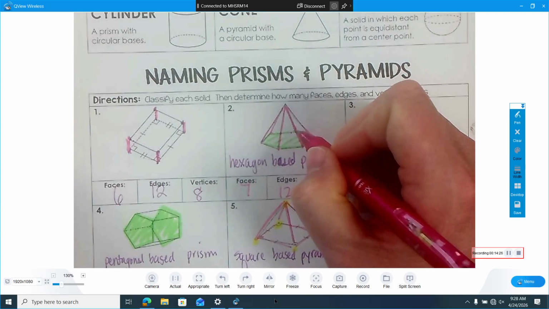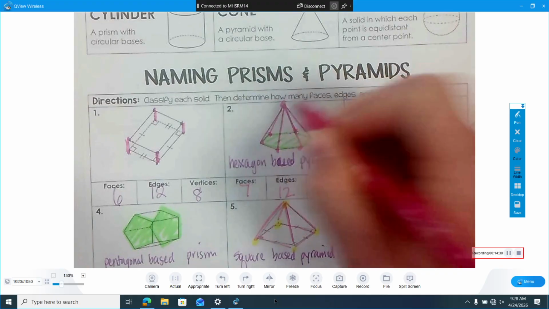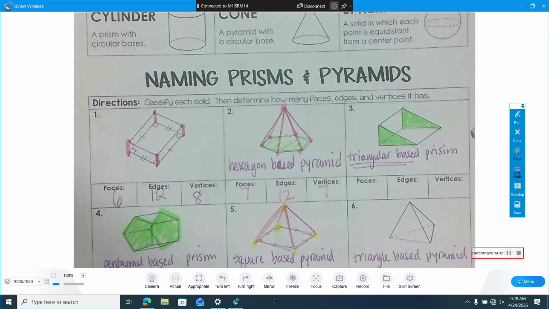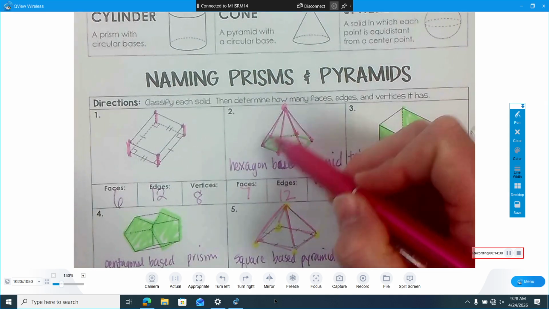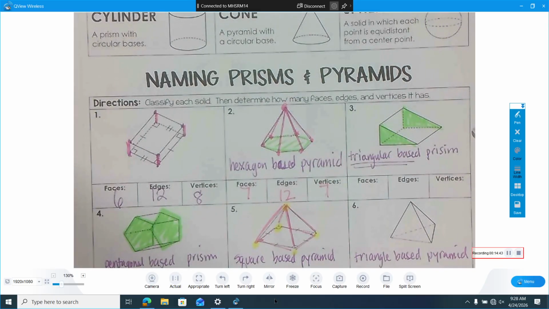7, yeah. So the hexagon has 6 vertices, and 1 more at the top makes 7. So for the edges, the top doesn't count? Only where they meet counts. I don't have a hexagon-based prism here.